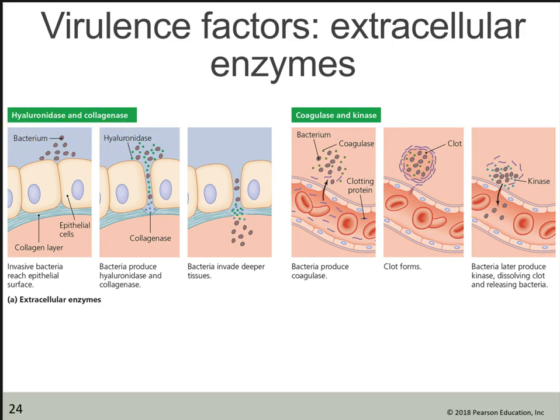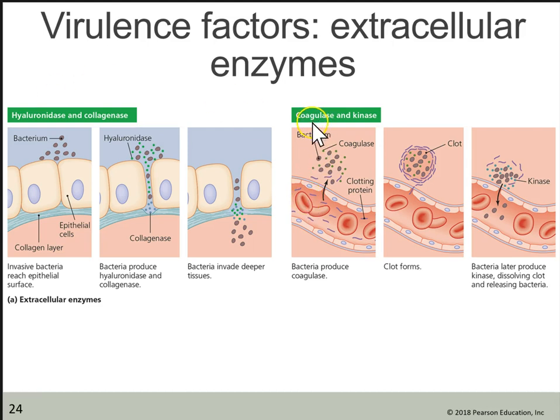Hyaluronidase and collagenase are two enzymes that can be secreted from bacteria that are able to break through intestinal surfaces, break the bonds that hold epithelial cells together. So for example, here we have invasive bacteria that reach an epithelial surface. They release hyaluronidase or collagenase, and these enzymes break apart the proteins that hold these cells together. And now that these cells are not tightly bound together anymore, this bacteria can invade deeper tissues.